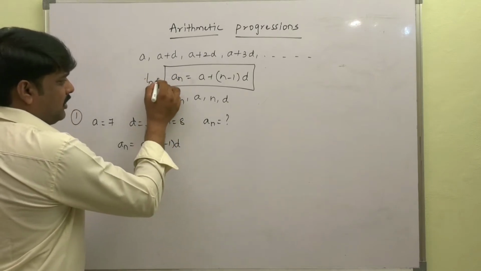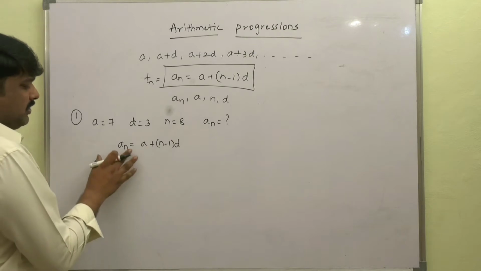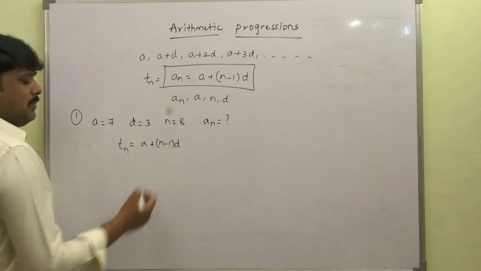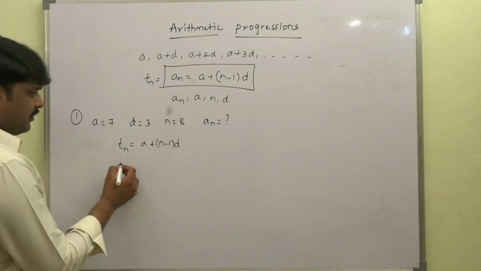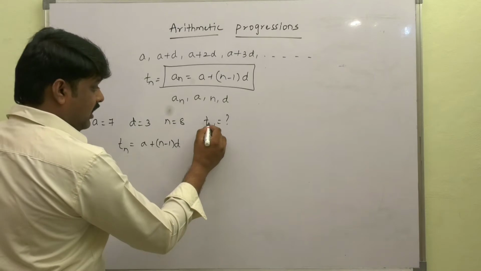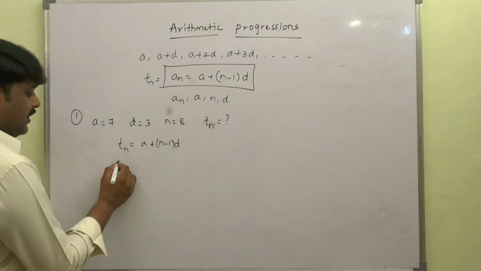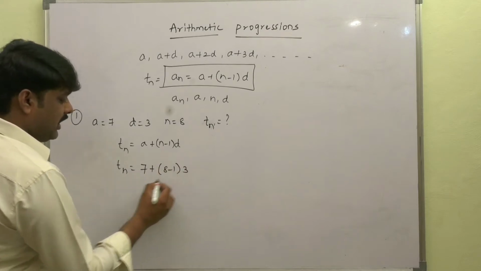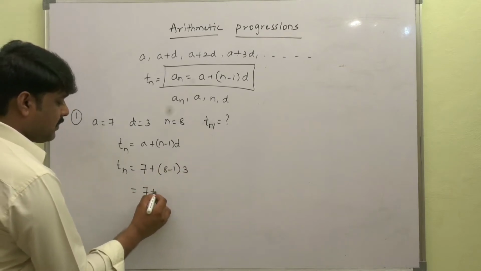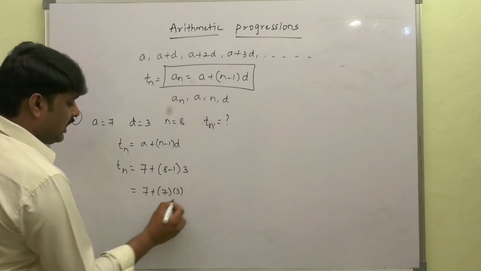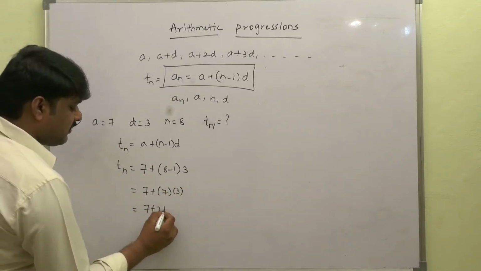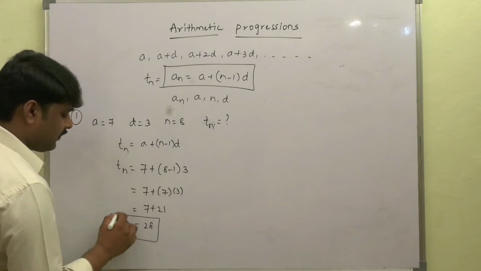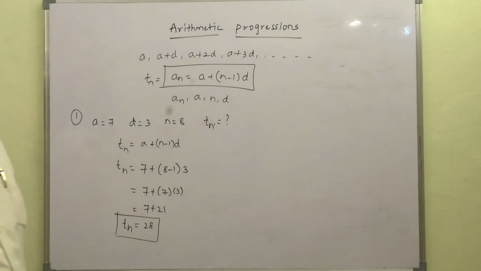Yesterday I think I told about tn or an, whatever it might be, both are one and the same. Okay, let us take tn only because it is a term. Tn equals to a plus n minus 1 into d. Sorry, tn we need to find it out. Now tn equals to 7 plus 8 minus 1 into 3, that equals to 7 plus 7 into 3. 7 plus 7 threes is 21, it is 28. Hence we got the value of tn as 28.